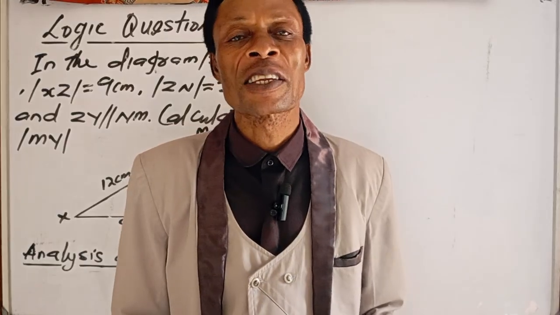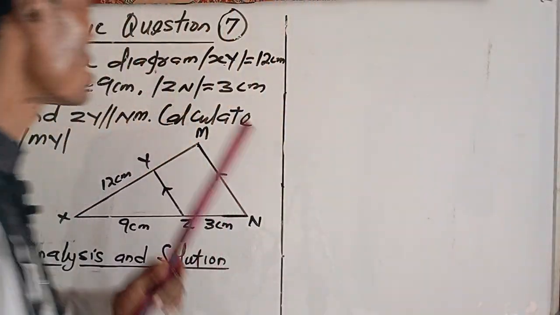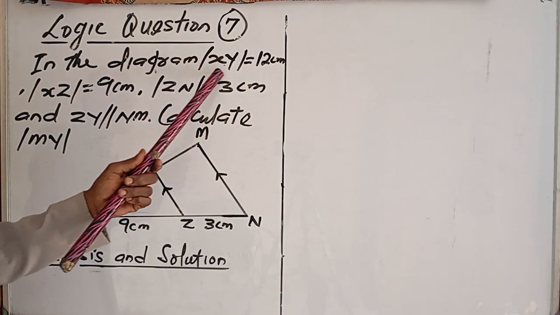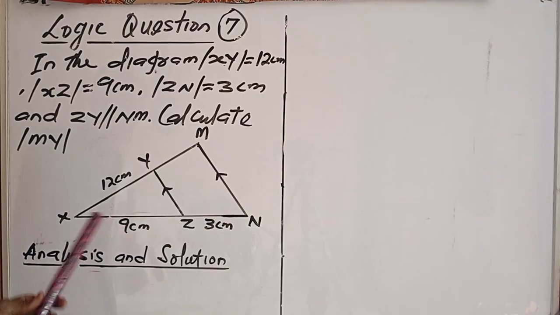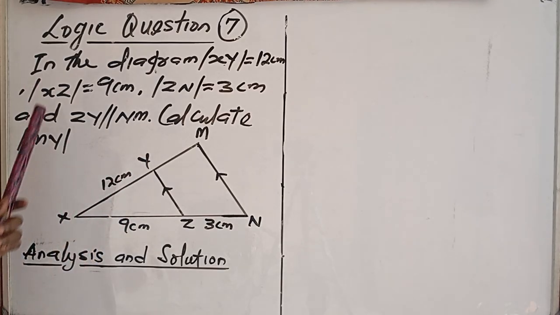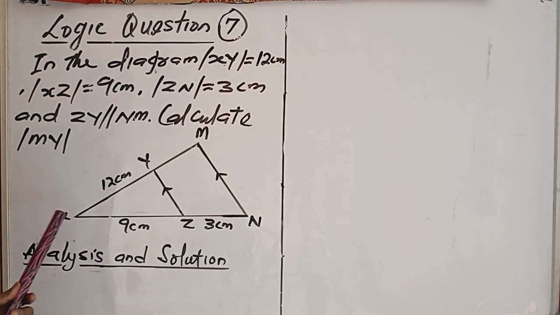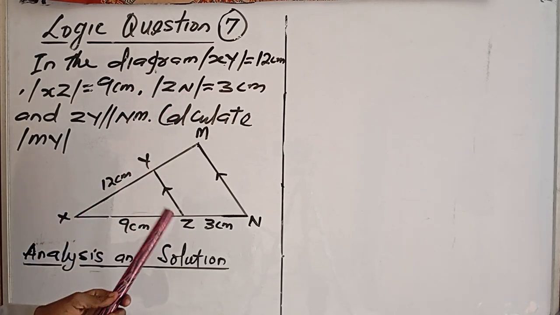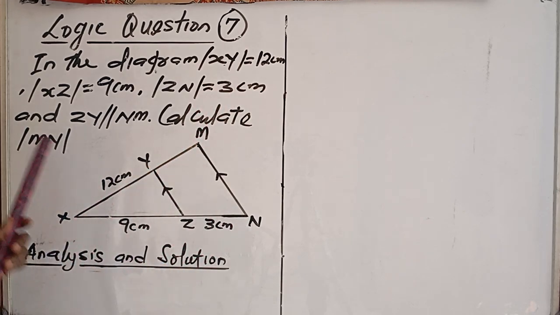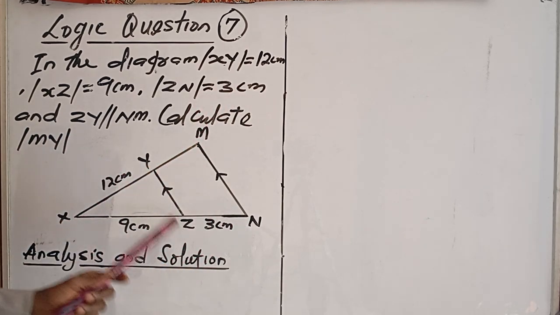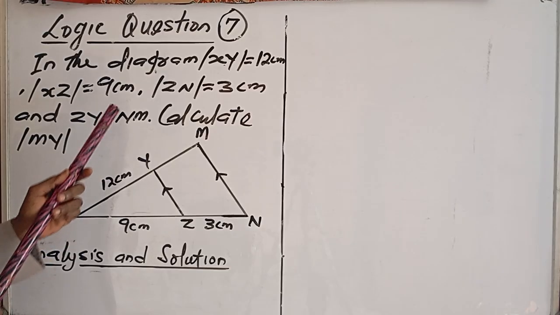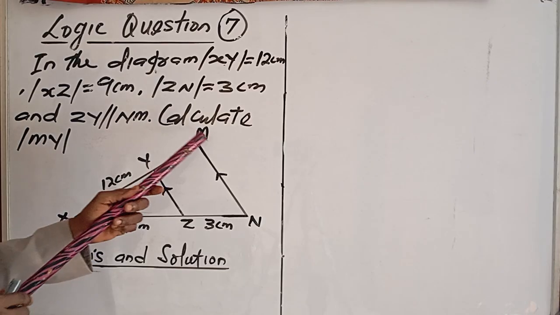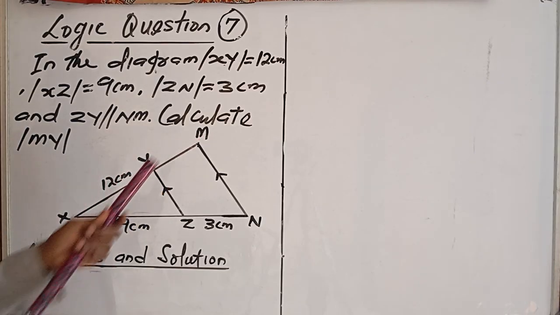So please, let's consider the next interesting logic question, logic question 7. The question says, in the diagram, the length of XY equals 12 centimeters, the length of XZ equals 9 centimeters, the length of ZN equals 3 centimeters, and ZY is parallel to NM. Calculate the length of YM.